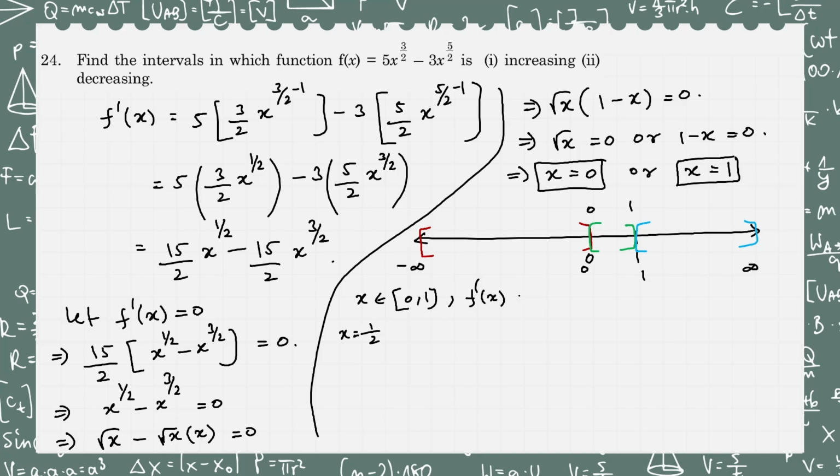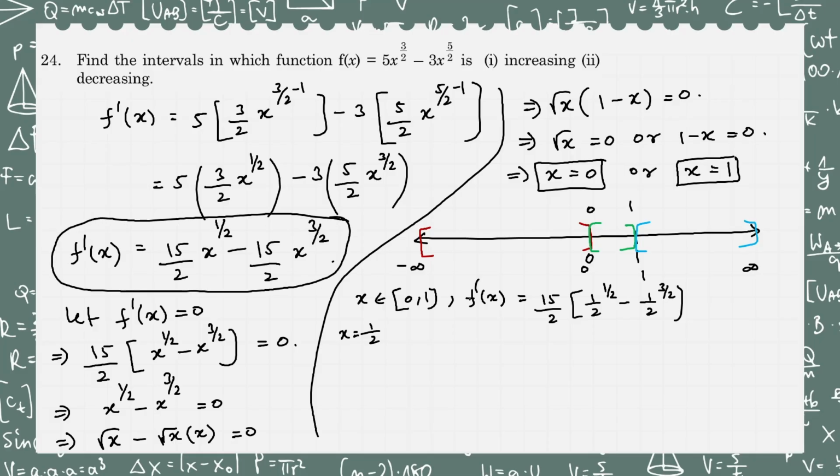So f dash of x will be 15 by 2 into half power 1 by 2 minus half power 3 by 2, because we can replace our f dash of x with the value x equal to 1 by 2 in this. So this will give you 15 by 2 into root over 1 by 2 minus 1 by 2 times root over 1 by 2.